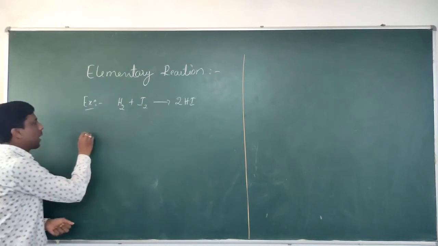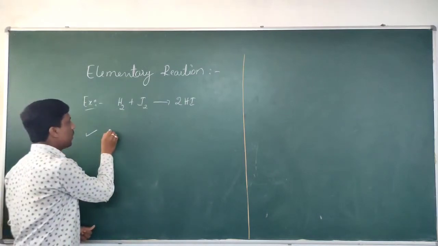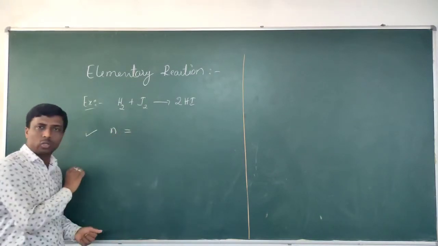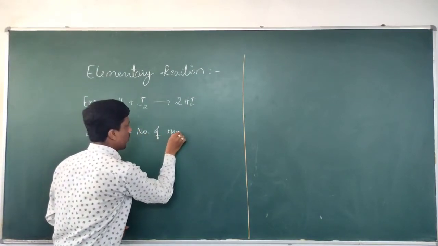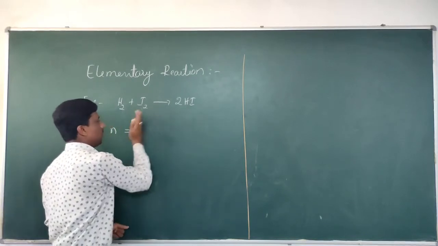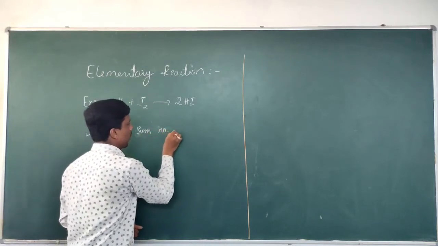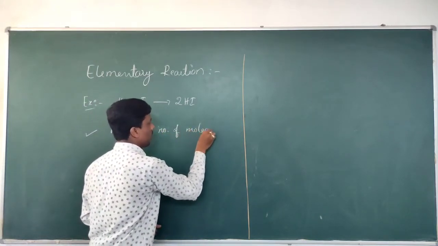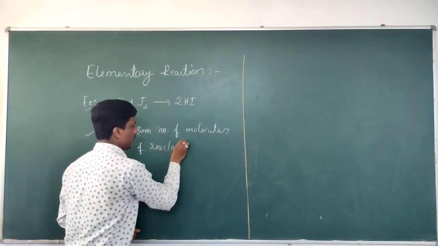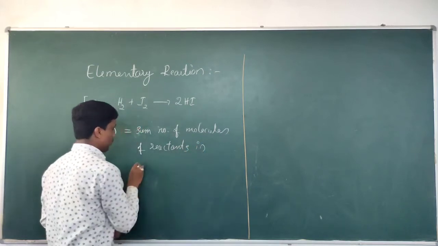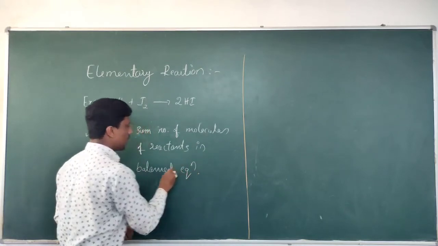In elementary reactions, the order n is equal to the sum of the number of molecules of reactants in the balanced equation. Please remember this term.